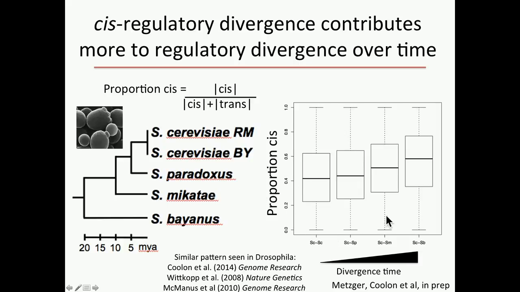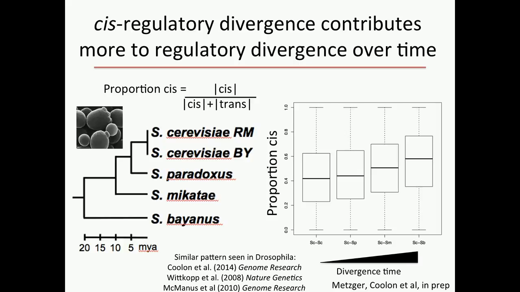And what we see is that the contribution that cis regulatory differences make is increasing preferentially, faster than trans regulatory differences over evolutionary time. So we observed this pattern. Again, it was unexpected, and so we're trying to explain why. Why do we see this? It's now been seen in flies and yeast and hints of it in mice.